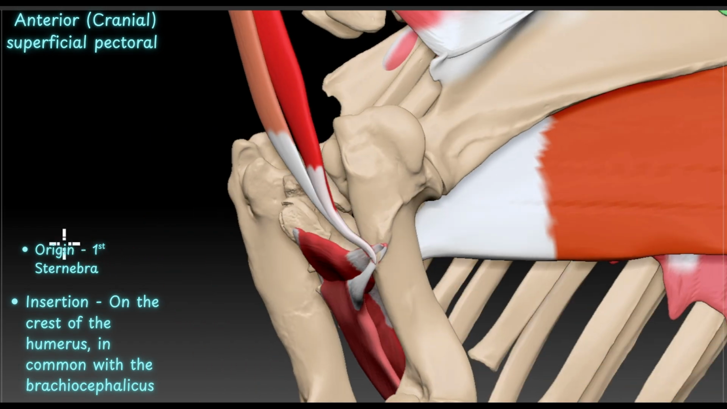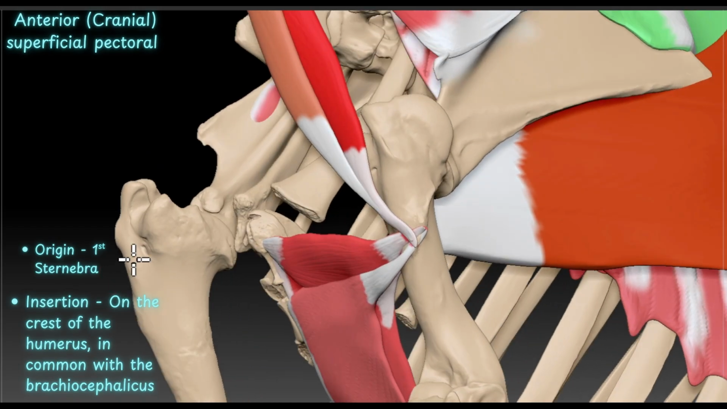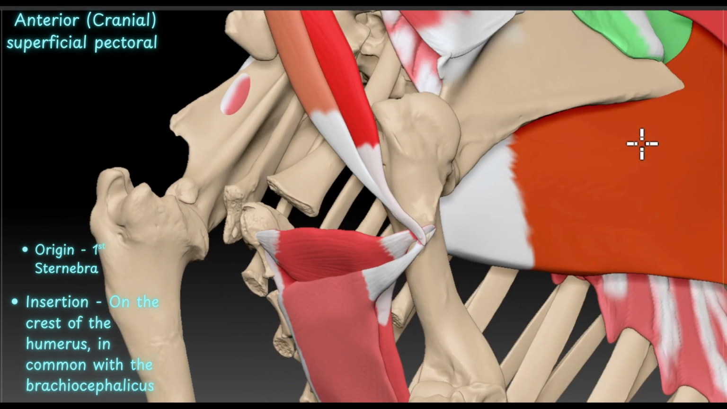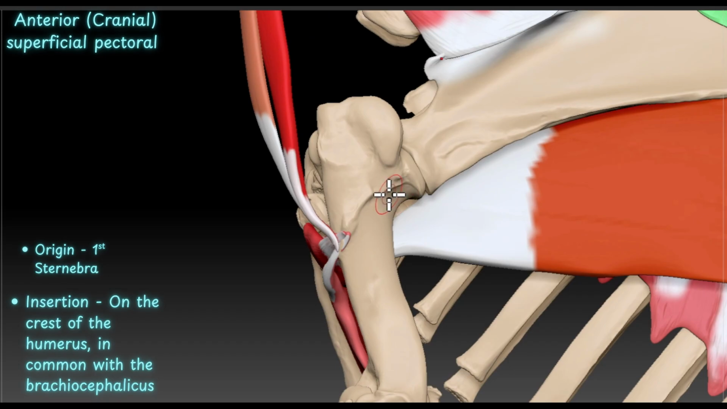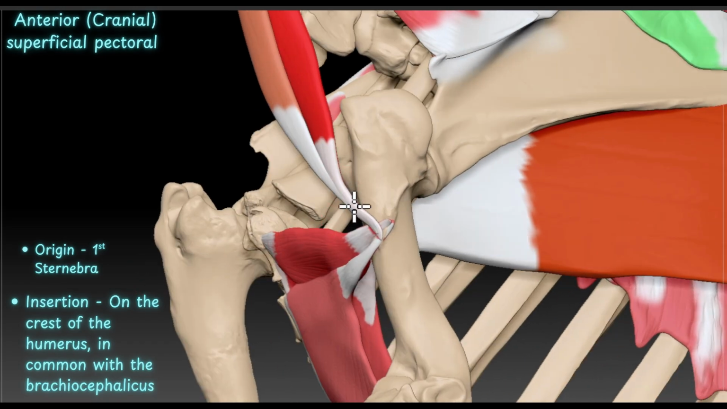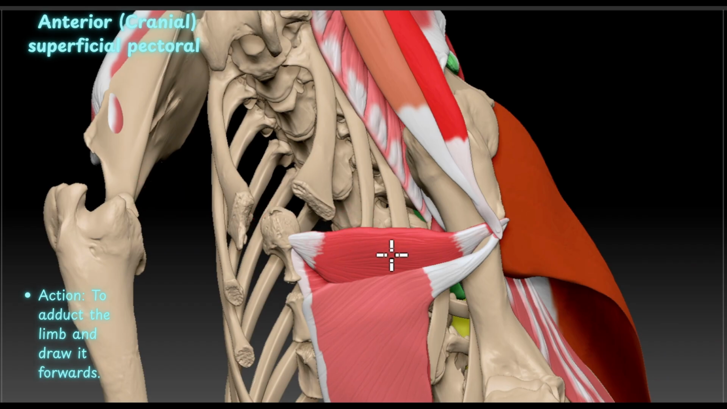Okay. So you can see clearly, this is the crest of the humerus. So here the muscle will insert. We can clearly see the origin. The origin of this muscle, the cranial superficial pectoral, is first sternebrae, and the insertion is the crest of the humerus along with your brachiocephalicus muscle. Clear?